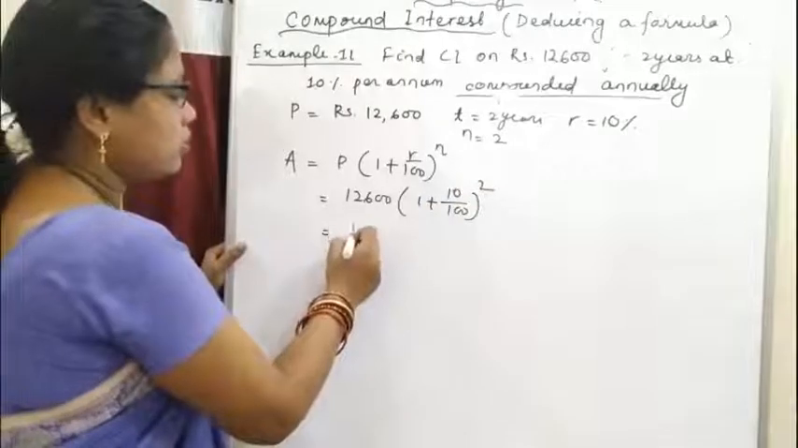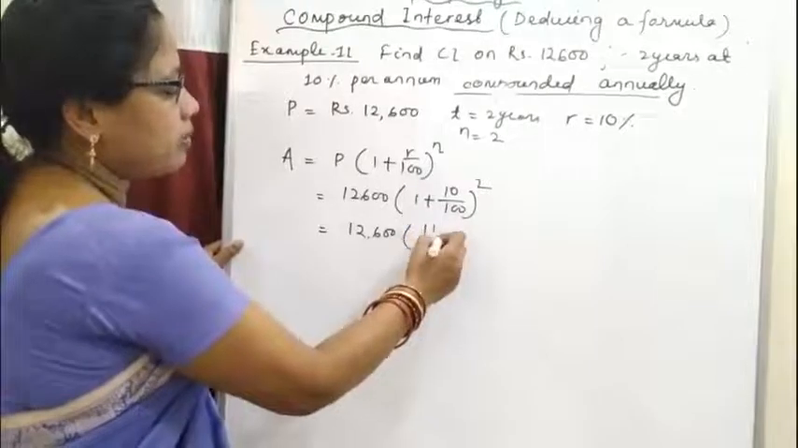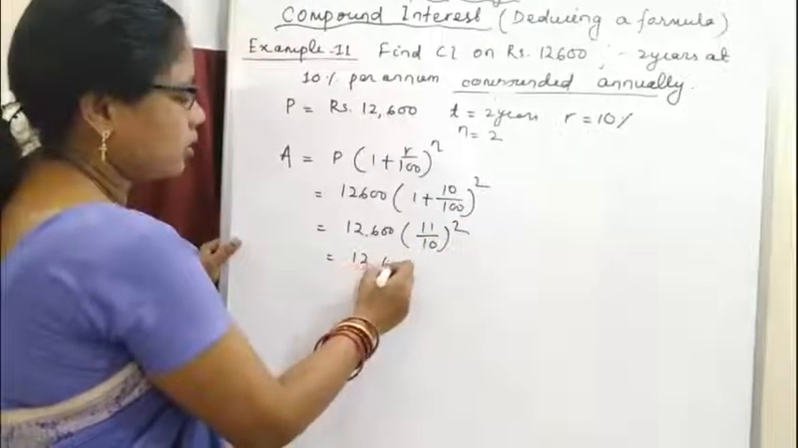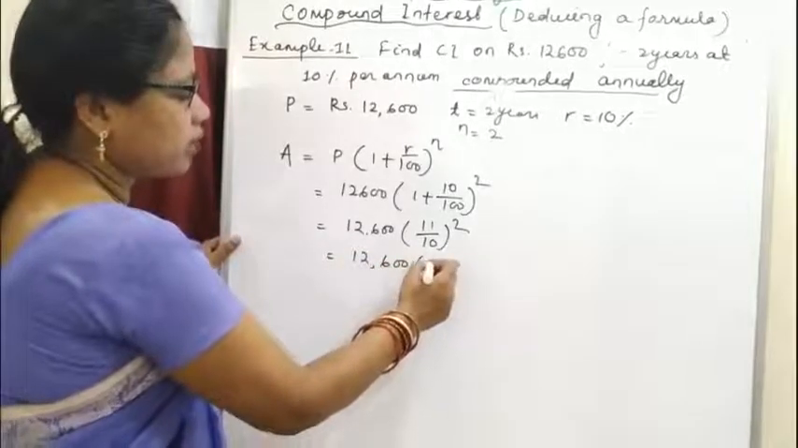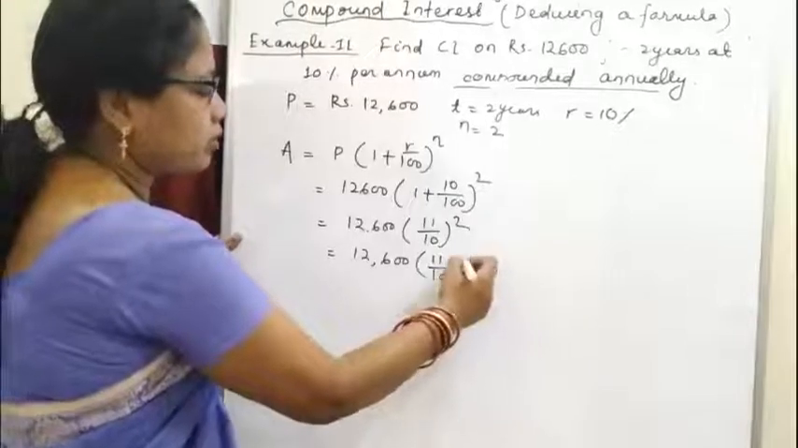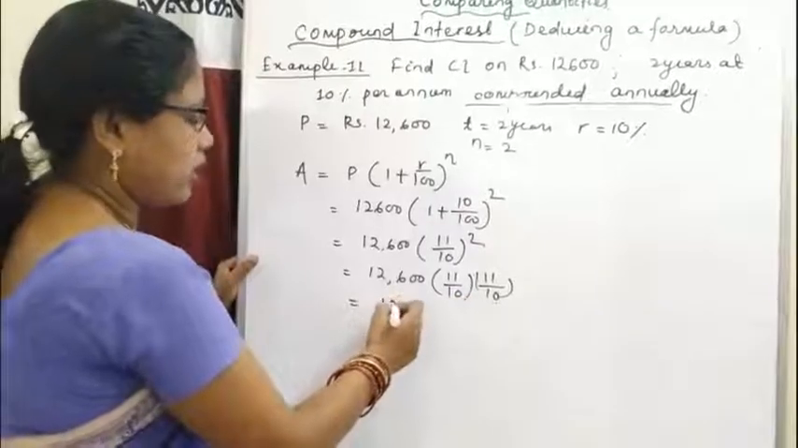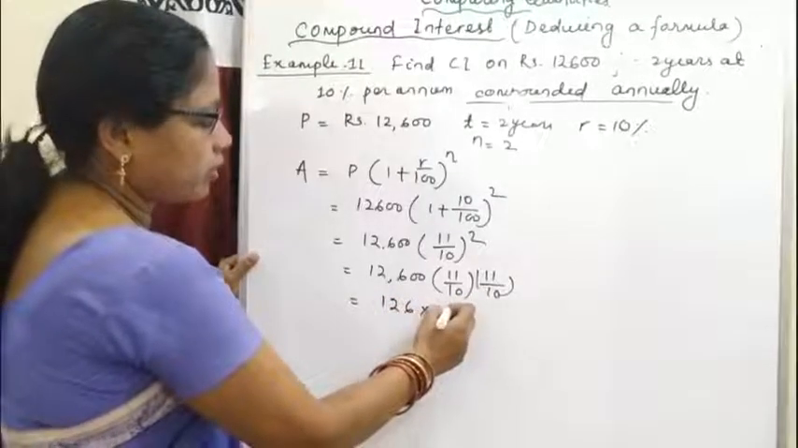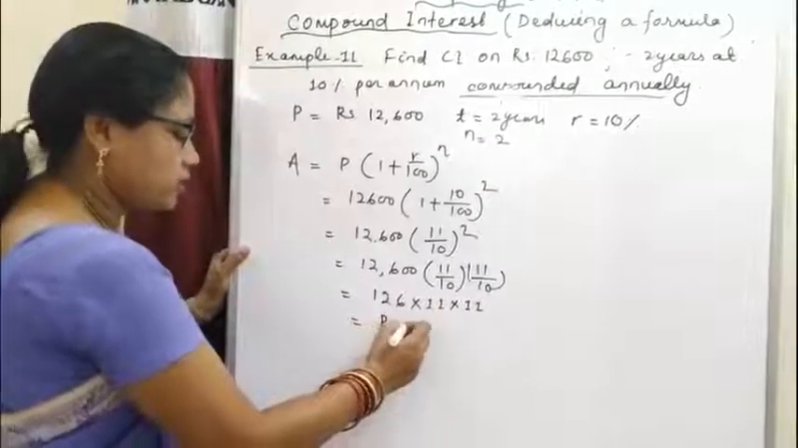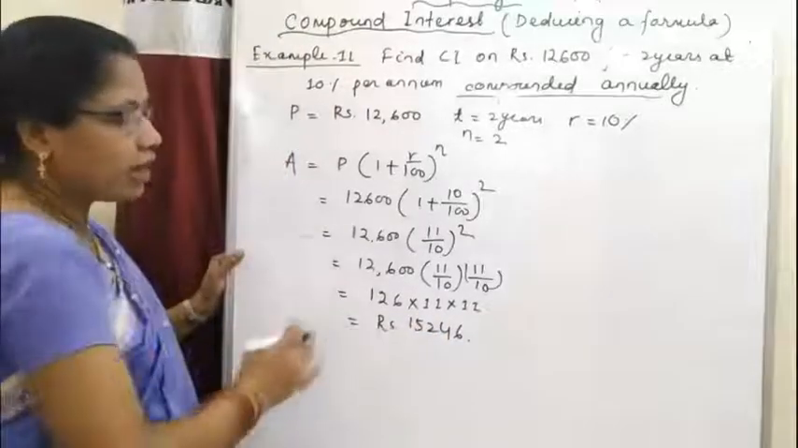So this is equal to 12,600 multiplied with (11 by 10) whole square. So this is equal to 12,600 multiplied with 11 by 10 multiplied with 11 by 10. This is 10 into 10, 100. So this is 126 multiplied with 11 multiplied with 11. So this becomes rupees 15,246. So this is the amount.